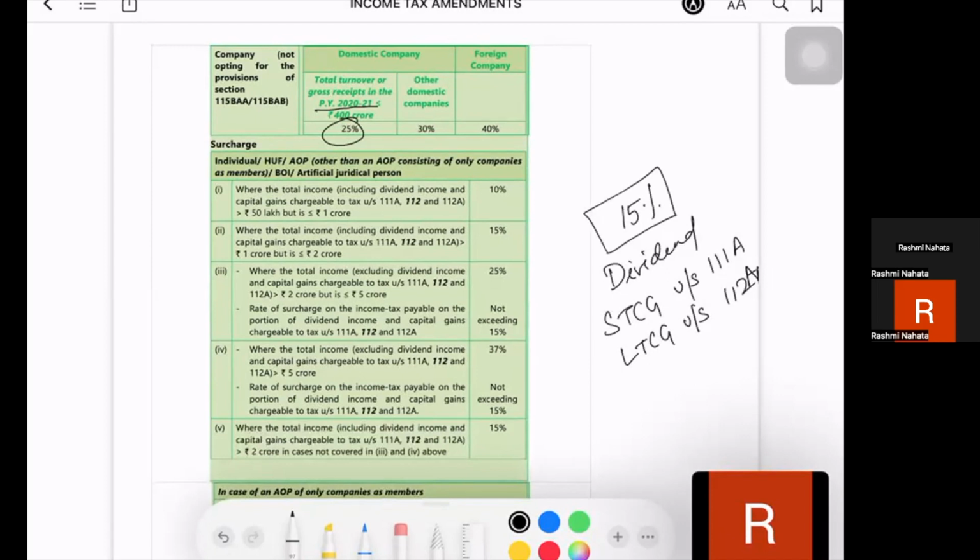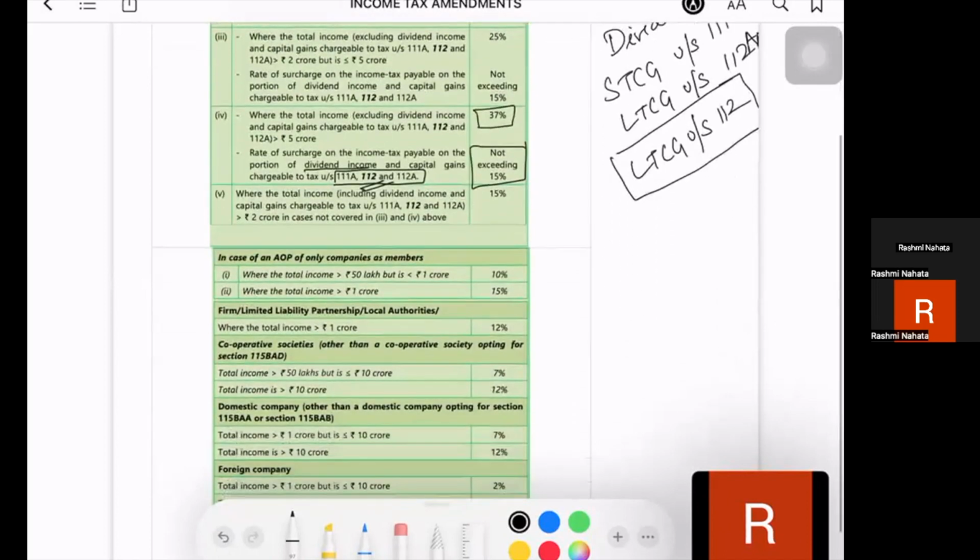To this list, now other long-term capital gains have also been added, which means the maximum surcharge, irrespective of the income, cannot exceed 15%. So even if the income happens to be more than 5 crores, normal surcharge rate is 37%. But if it includes dividend and capital gains of this nature, so here we have an add-on of 112 also, the regular capital gains, then the surcharge cannot exceed 15%. So this has been one addition here.